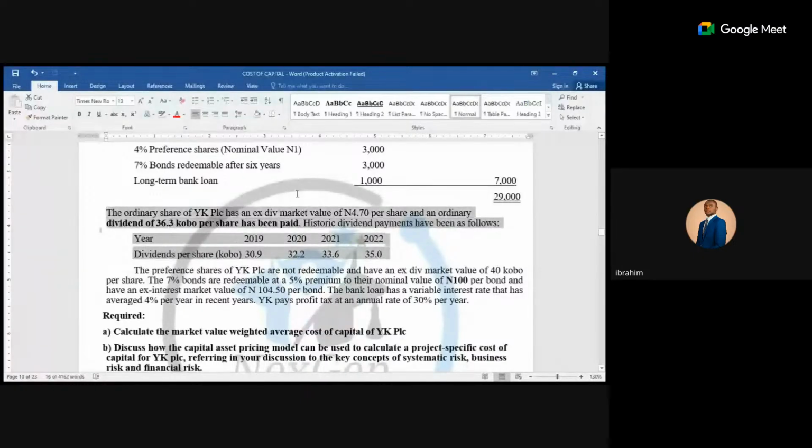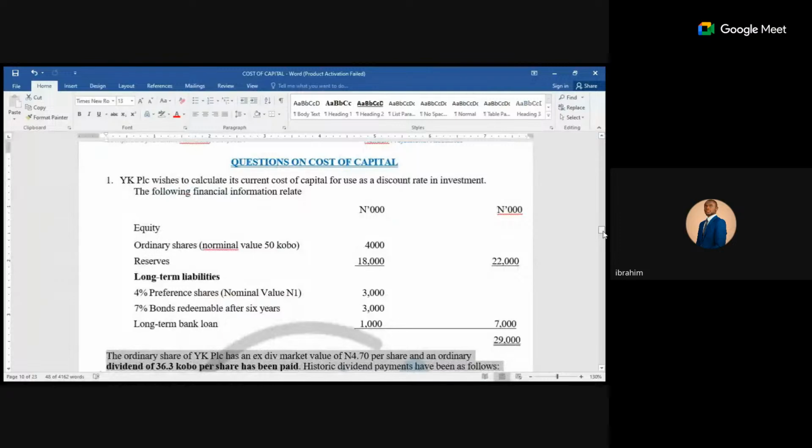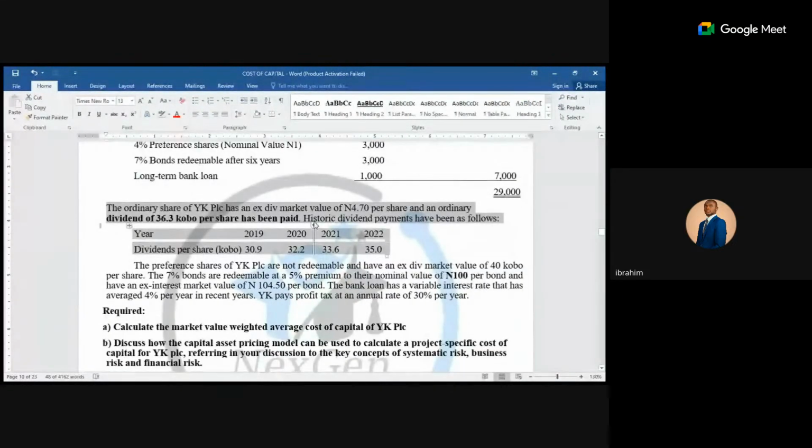Now, you can see that the first thing in the financials is ordinary shares, and they now give you the story of the ordinary shares. Which method are we going to use to determine the cost of equity, class? Dividend valuation with growth. That means we have to determine our growth rate, because the growth rate is not actually given in the question.